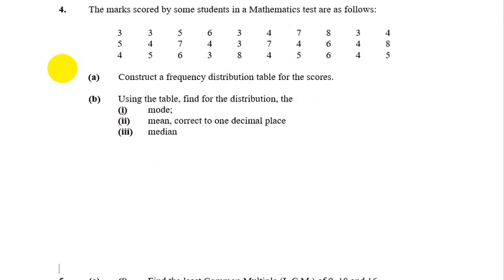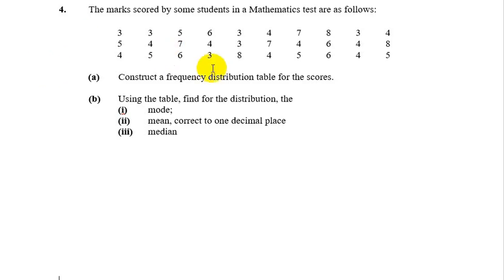Now for question 4, it's a frequency table. So we will draw a frequency table. The marks scored by students in the maths test are as follows. So these are the marks, right? Then it says construct the frequency distribution table for the scores. Use your table to find the mode. You should find the mean correct to one decimal place and also the median.